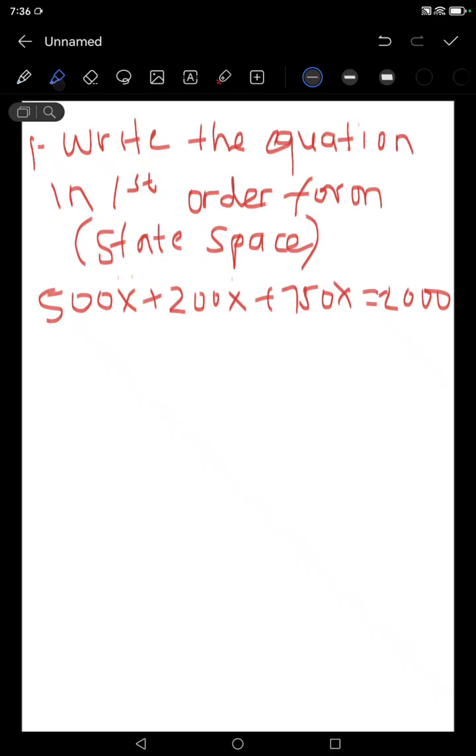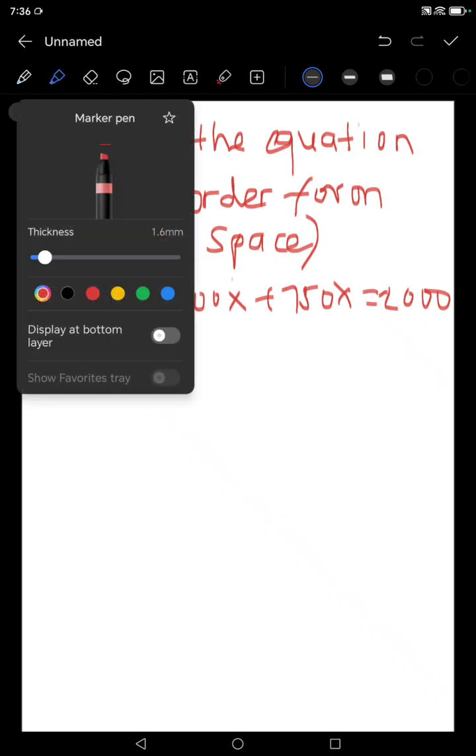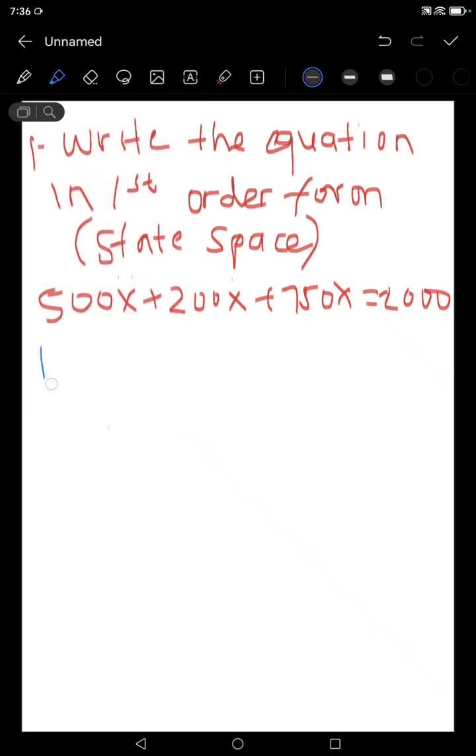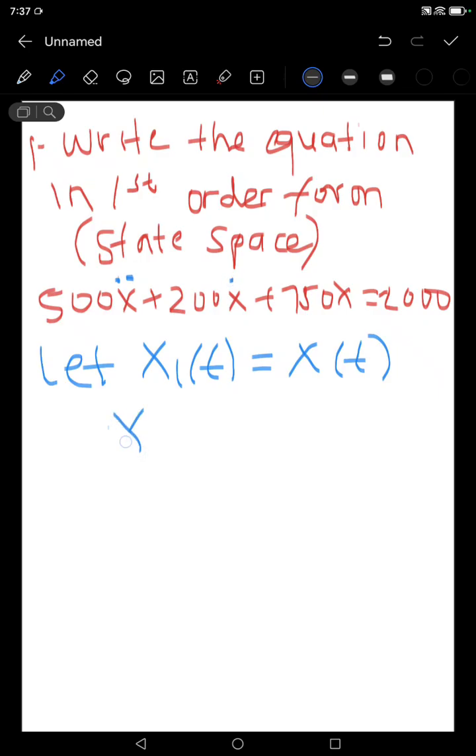So we're going to let x1 of t equal x, because here we're dealing with the x value. So here it's x dot, and then here we have another dot. And then we're also going to let x2 be equal to x dot. Okay, like this, x2 equals x dot.